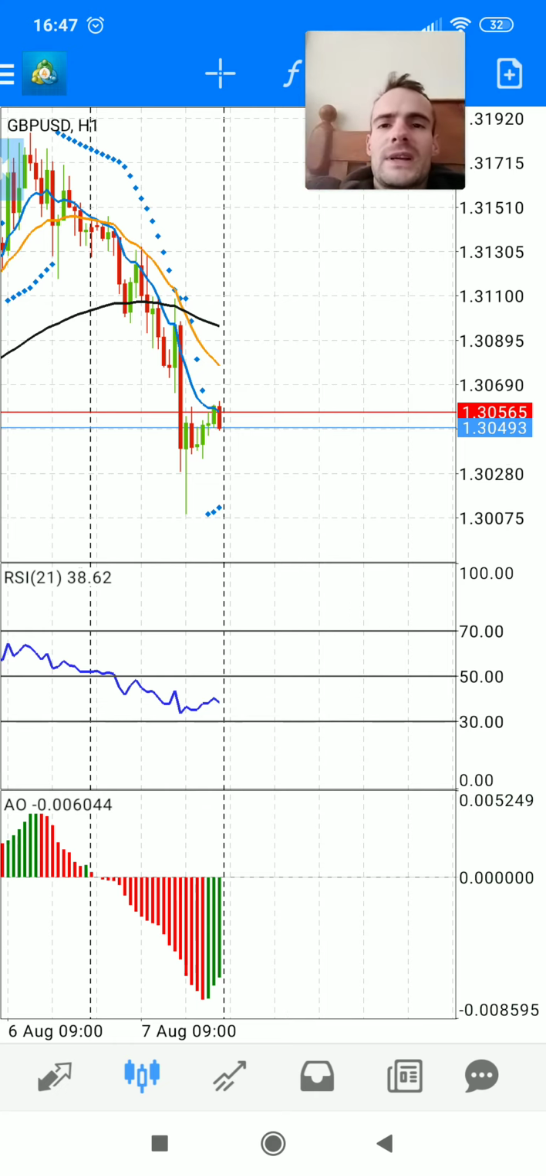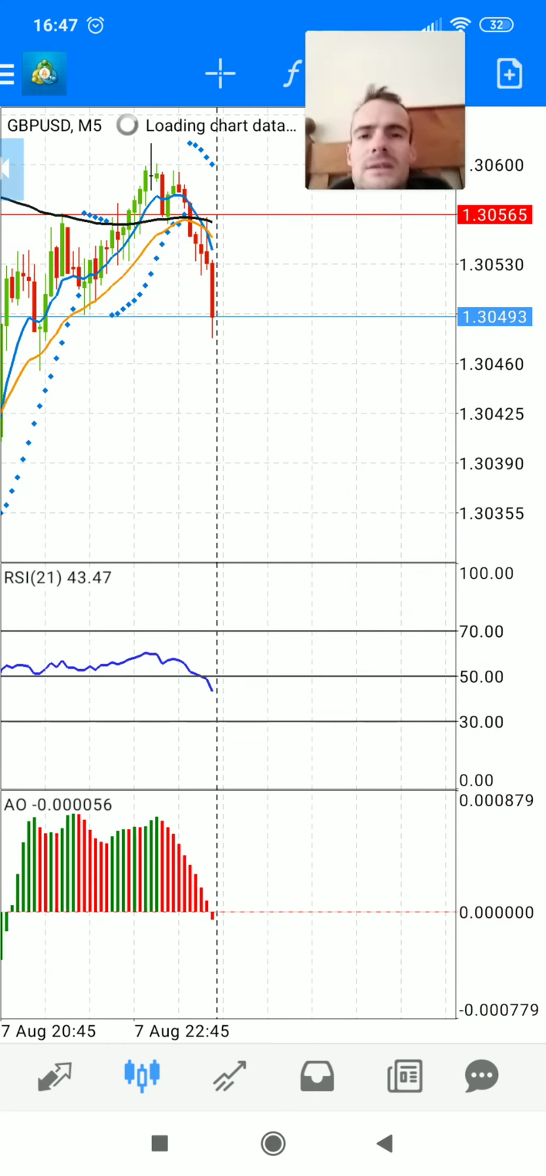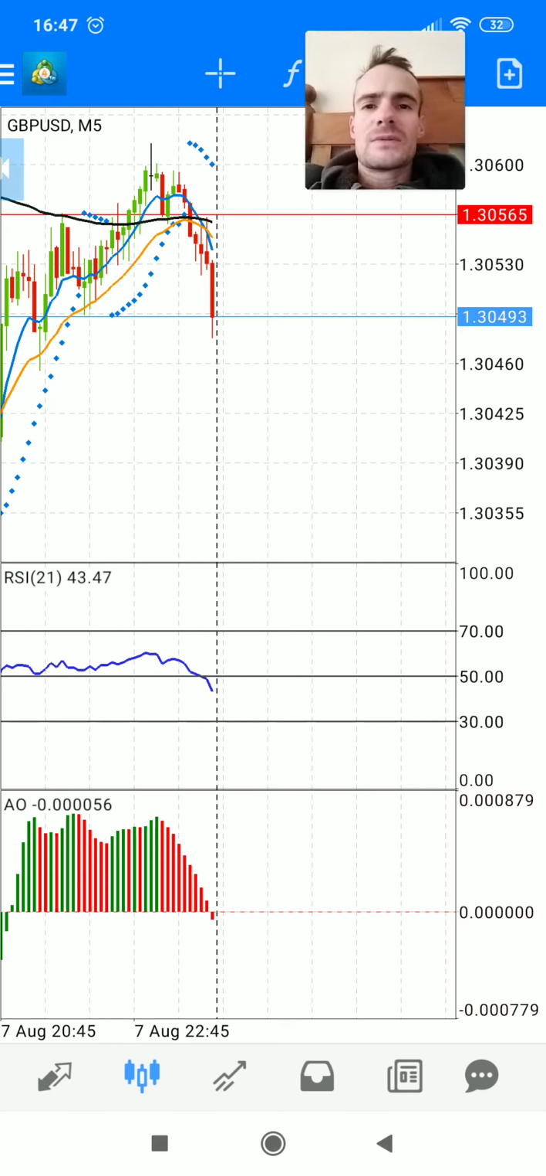All you got to do is wait for the setups and be patient and use risk management, and you'll make a lot of money with this strategy. Just stick to it and you guys will thank me.